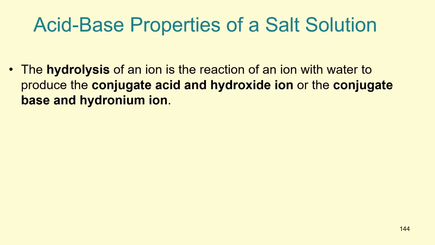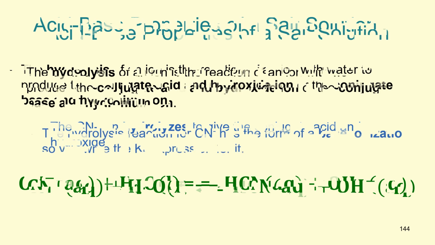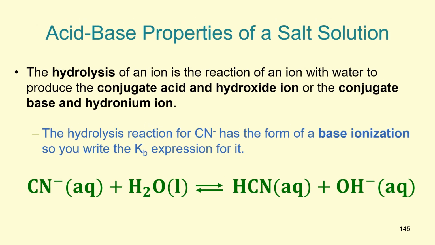All right, so the hydrolysis of an ion then is just the reaction of that ion with water to produce the conjugate acid and hydroxide, or the conjugate base and hydronium. So like we said here, the hydrolysis of CN- gives us OH- and the conjugate acid. And it's a base ionization, so we can have a Kb expression for it.